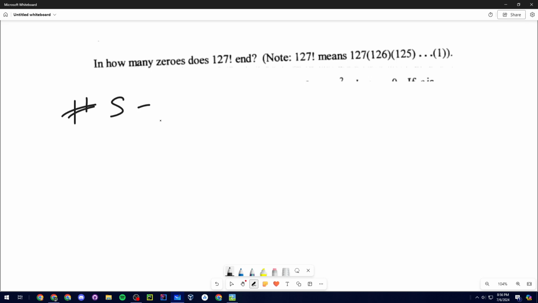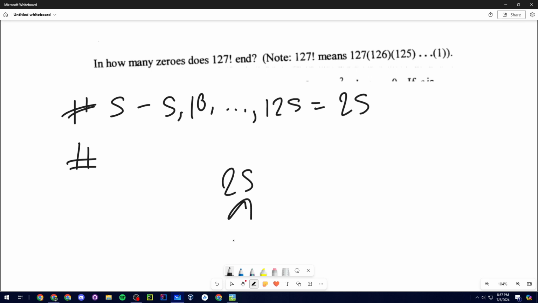And then there's a 5, there's a 10, all the way up to 125. So that's just 25 to 1, so that's just 25 5s. And you might think that's your answer, but no. You also have to consider that, for example, every 25 you hit is 5 times 5, so 5 squared, so two 5s. So when we have 25 in this mix, there's an extra 5 we're forgetting.